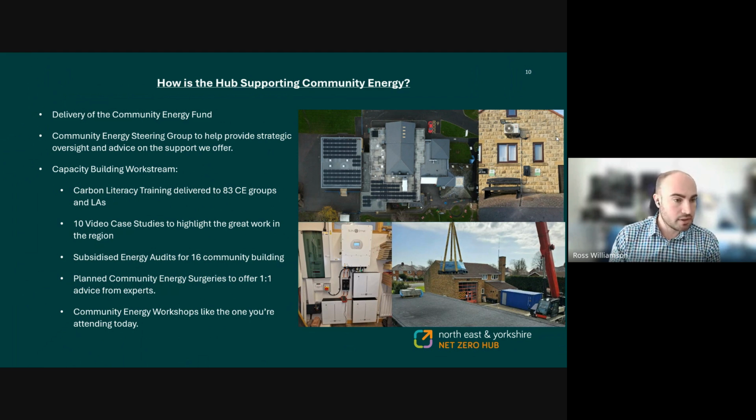So obviously there was the Community Energy Fund, which I think is the focus of the next slide. The hub also helps provide a range of other supports, such as carbon literacy training, case studies, and then workshops like the one today. Next slide, please, Reece.